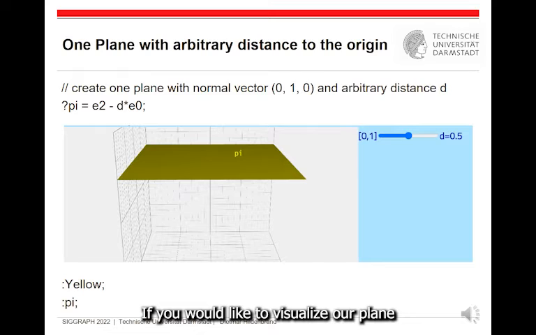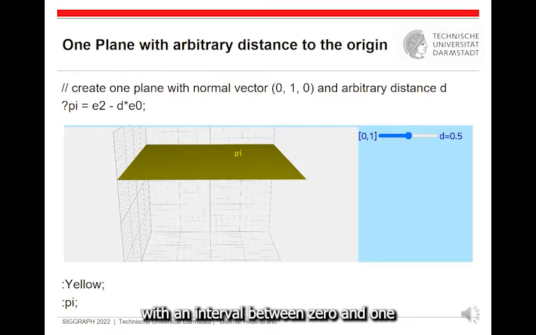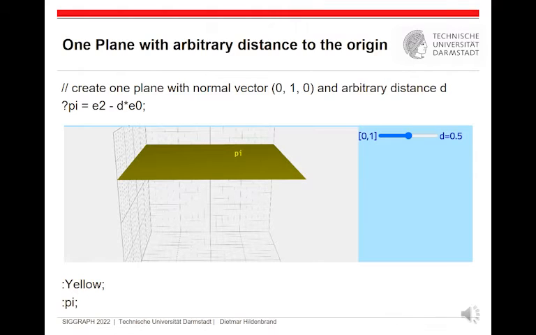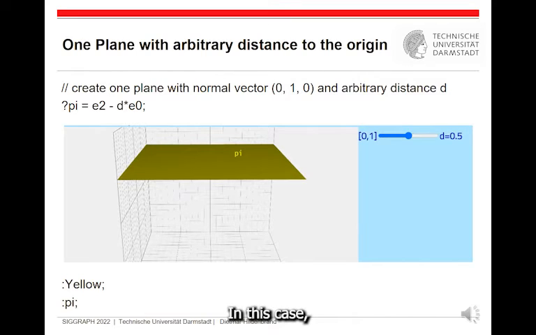If we would like to visualize our plane with an arbitrary distance to the origin, then we can use a variable d, for instance, instead of a concrete value. And then Gallop Web is generating a slider with an interval between 0 and 1. And using the slider, we can change the distance to the origin, in this case between 0 and 1.